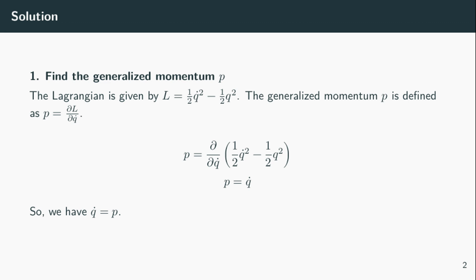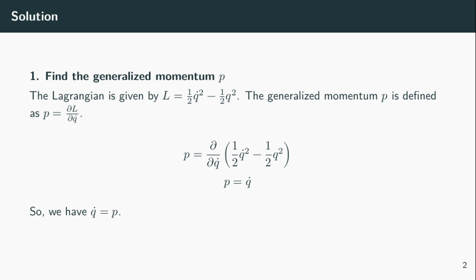1. Find the generalized momentum P. Alright, let's dive into the solution. Our first step is to find the generalized momentum which we denote by P. We start with the given Lagrangian L, which is 1/2 q dot squared minus 1/2 q squared. The definition of generalized momentum P is the partial derivative of the Lagrangian L with respect to q dot. So we need to calculate the partial derivative with respect to q dot of the expression for L, which is 1/2 q dot squared minus 1/2 q squared.